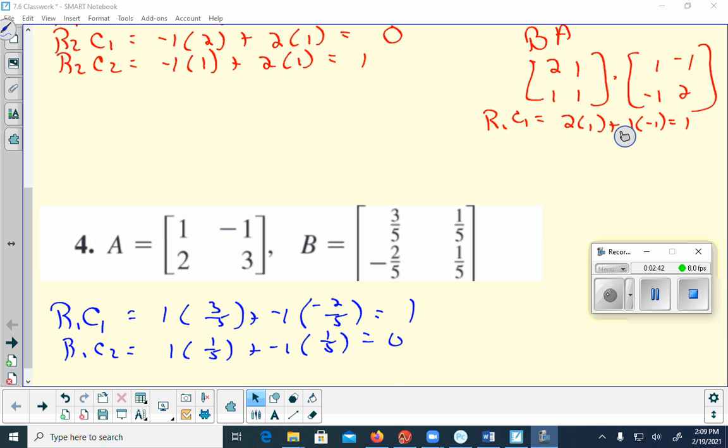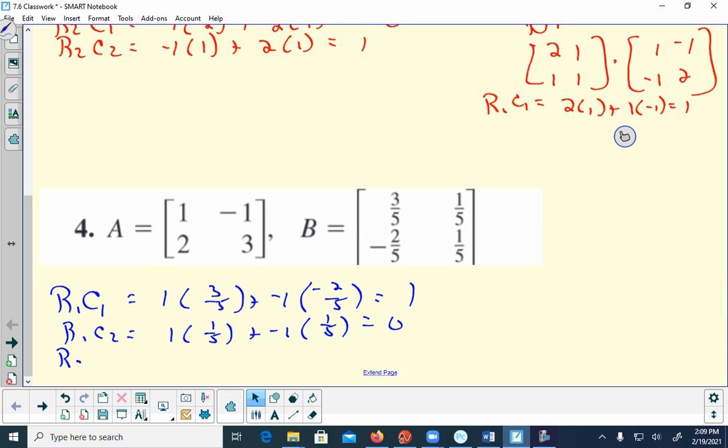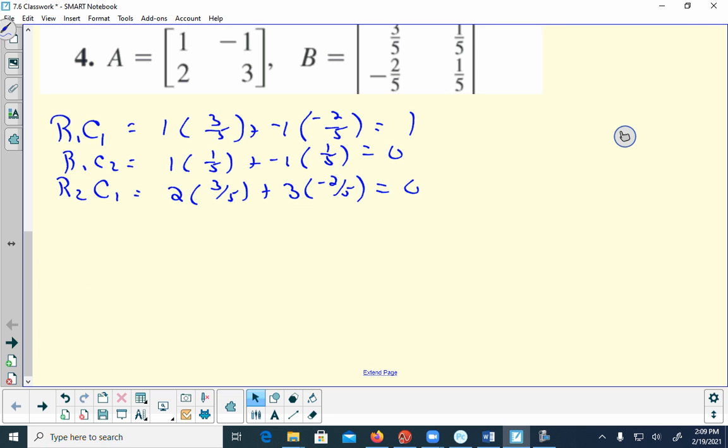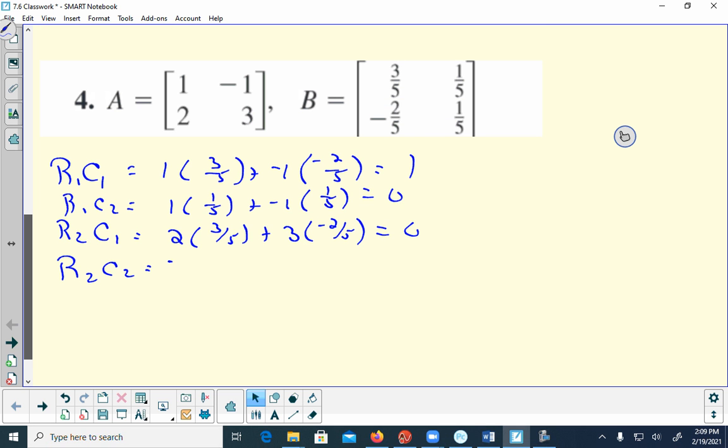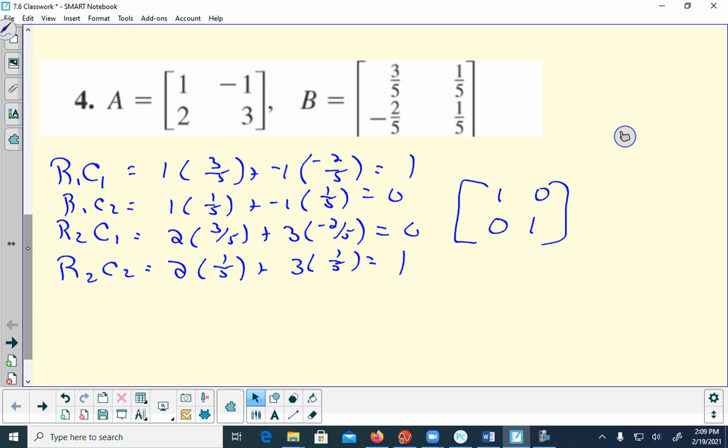Continuing on, I'm going to do row 2, column 1. So row 2 would be 2 times 3/5 plus 3 times negative 2/5. So this is 6/5 plus a negative 6/5, which will be 0. And the last one, row 2, column 2, is going to be 2 times 1/5 plus 3 times 1/5. So that's 2/5 plus 3/5, which would be 5/5, which is 1. So I do get that identity of 1, 0, 0, 1. So I have shown that A and B are inverses of each other.